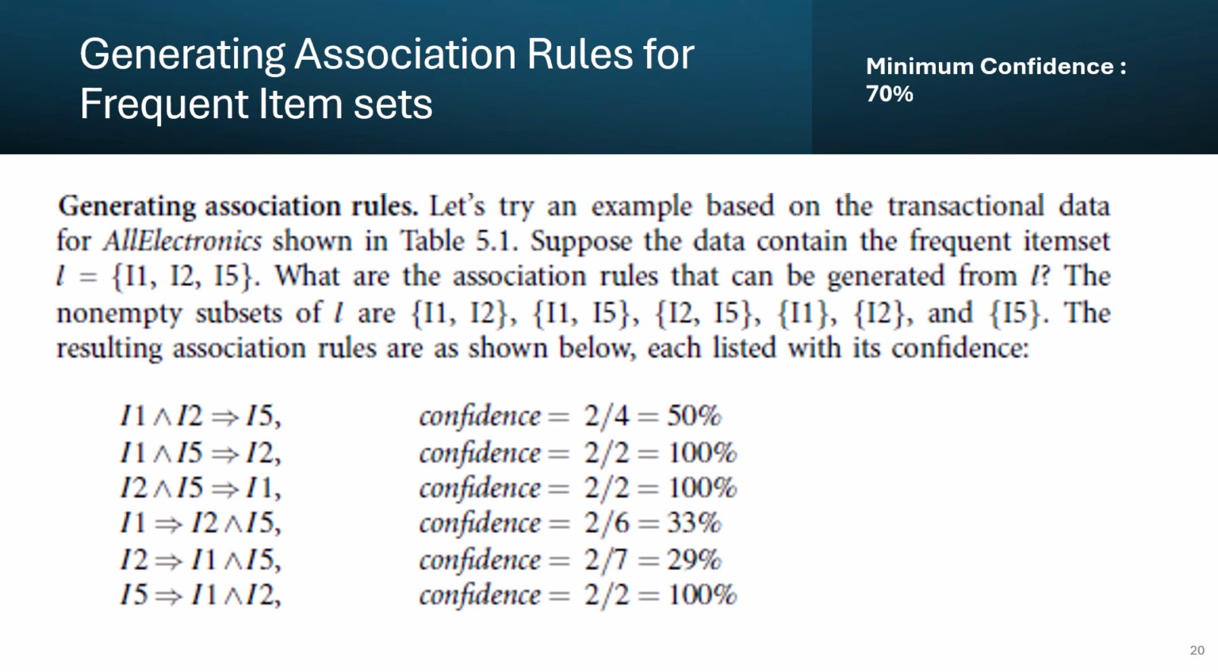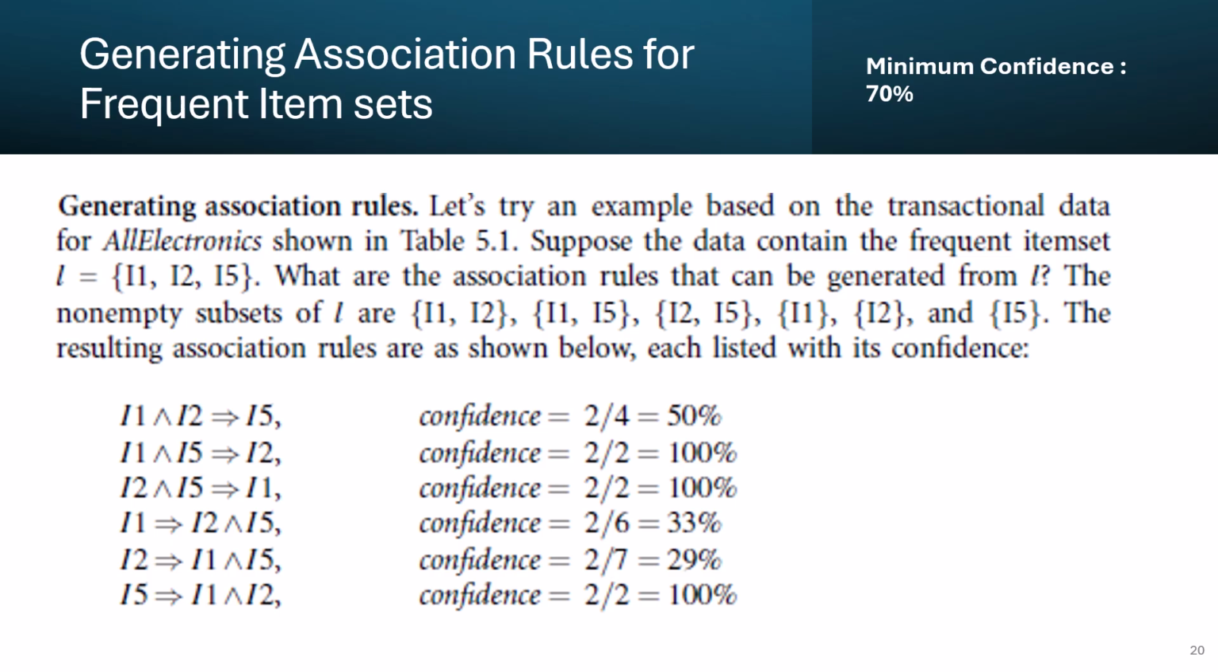To generate association rules, let's try an example based on the transactional data given earlier. Suppose the data contain the frequent itemset L equal to {I1, I2, I5}. What are the association rules that can be generated from L? The non-empty subsets of L are {I1, I2}, {I1, I5}, {I2, I5}, {I1}, {I2}, and {I5}. The resulting association rules are shown below, each listed with its confidence.